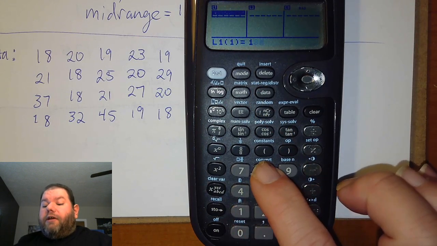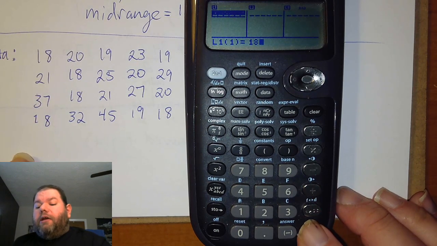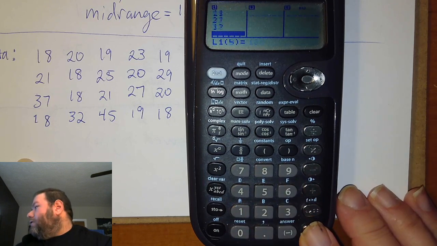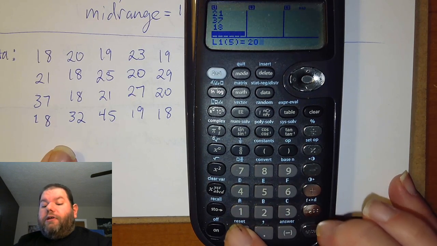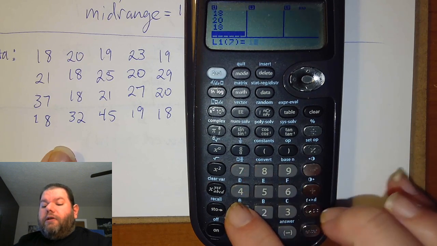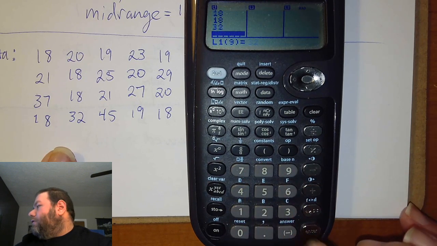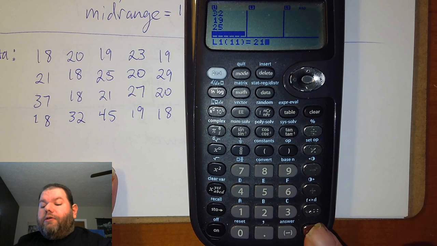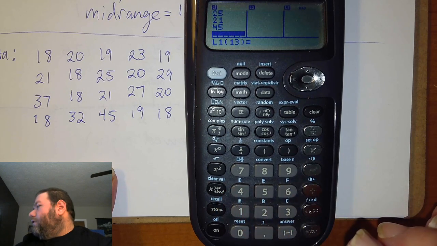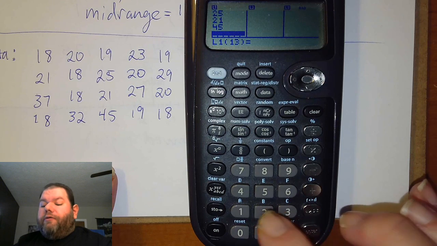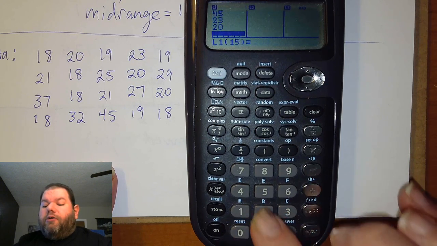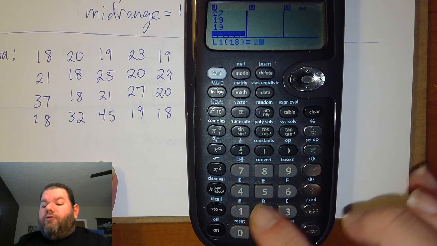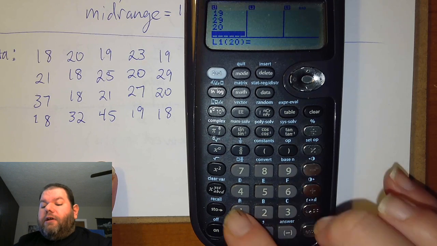And so we're going to enter our data, and I'm just going to do it by column: 18, 21, 37, and 18, 20, 18, 18, 32, 19, 25, 21, 45, 23, 20, 27, 19, and then 19, 29, 20, and 18.